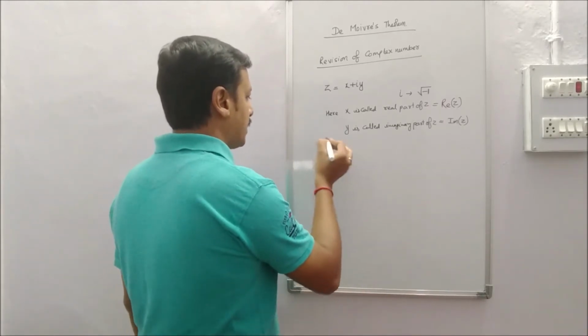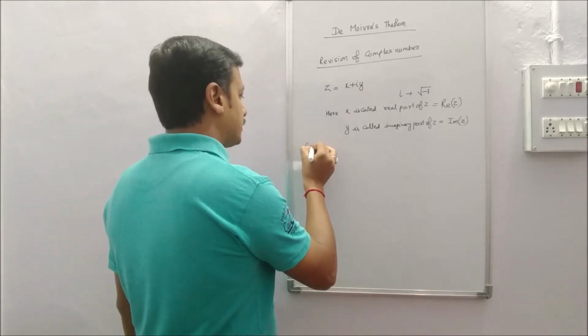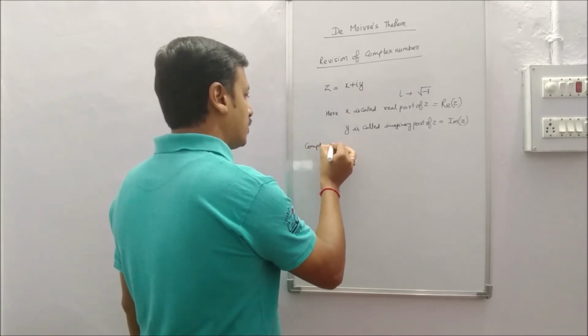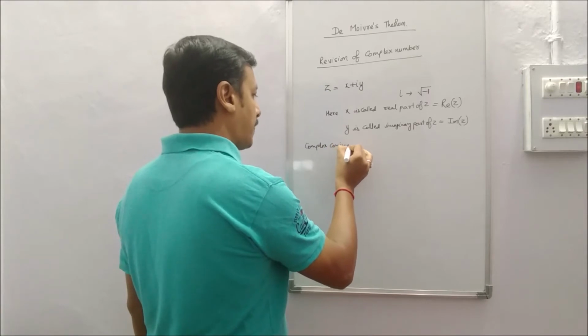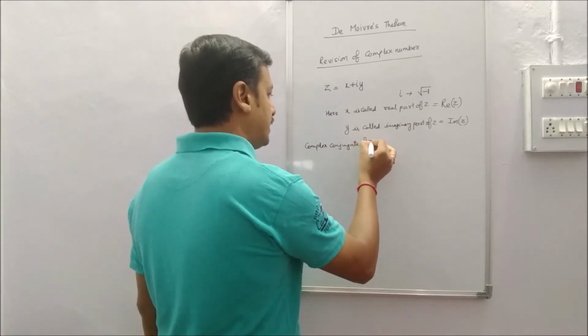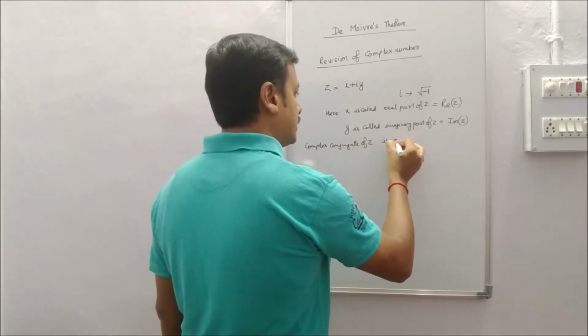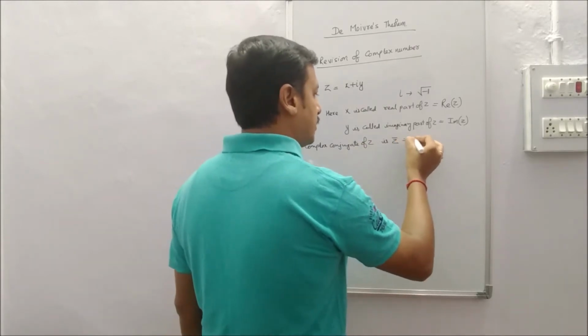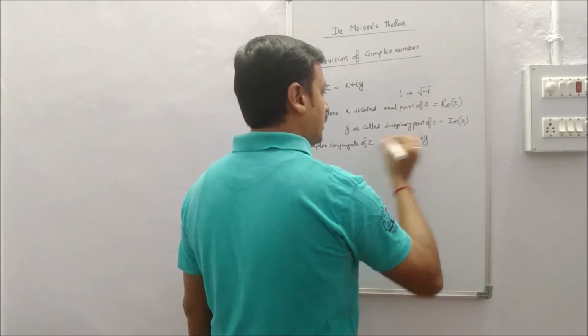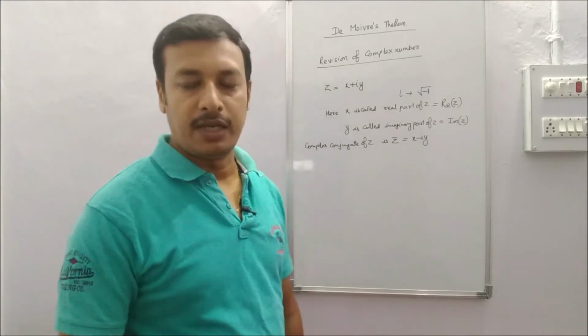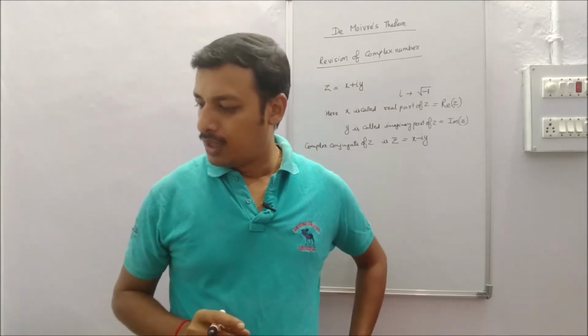Next is the complex conjugate of z. It is z bar, which is equal to x minus iy.